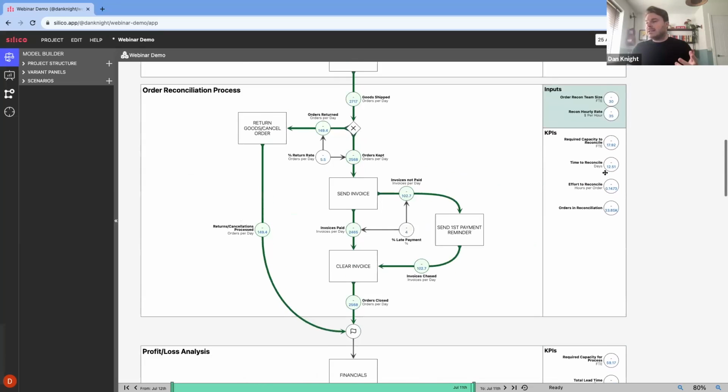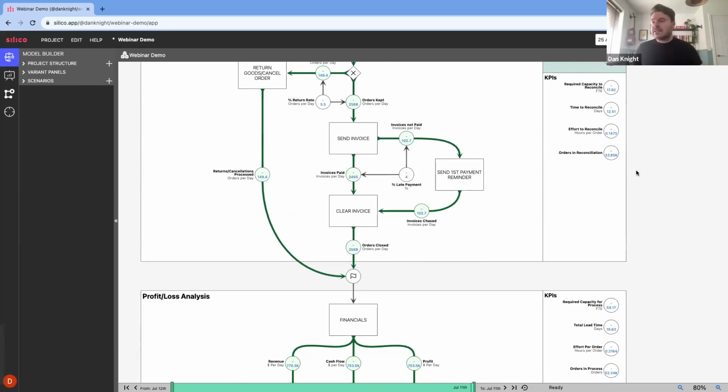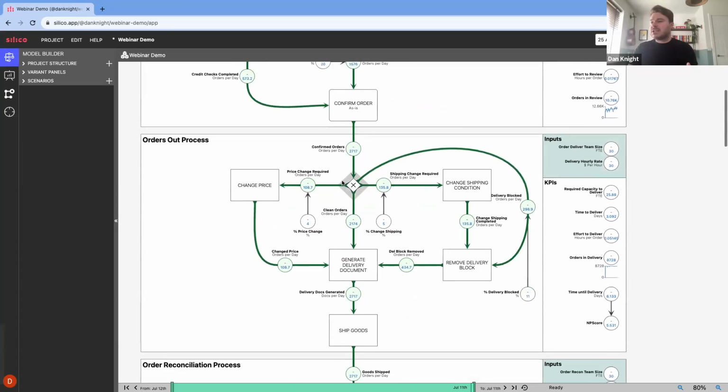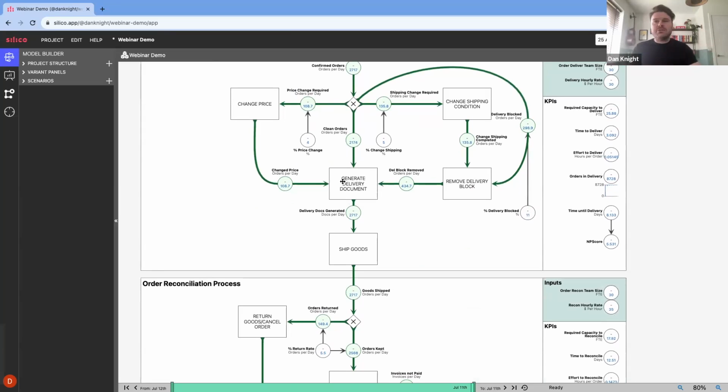And then right at the end, what Silico allows us to do is actually link all of this process to our business financials. So we can simulate the KPIs that are associated with this process. That's all well and good, but what if we want to display this to a stakeholder or someone who wants to see this?